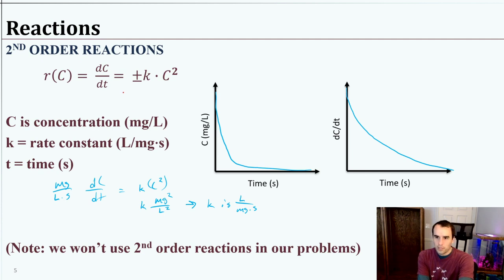Okay, same thing with second order. We're not going to use these very often, but the units have to match. So the rate constant for a second order is going to be liters per milligram per second in the example of milligrams, liters, and seconds. This could be cubic meters and kilograms and days. So don't get caught up on what type of units they are. I mean, the specific unit, but the type. So it's going to be mass or number per volume per time.